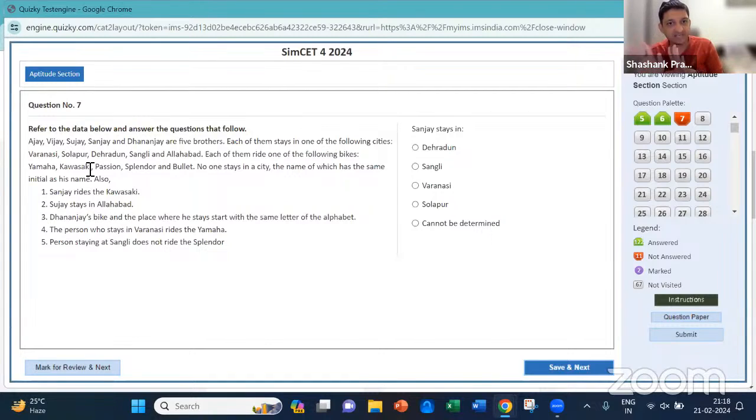So Sanjay does not stay in Sangli because city and initial name should not be the same. Solapur is also not possible, so Sanjay is in Dehradun or Varanasi. But Sanjay rides Kawasaki, and the Varanasi one rides Yamaha. So Sanjay has to be Dehradun, I believe. Okay, let's go with this. I am taking guesses now. Sorry, Sanjay is not Varanasi. What am I saying? Sanjay is Dehradun. Okay. Dhananjay cannot be Allahabad.